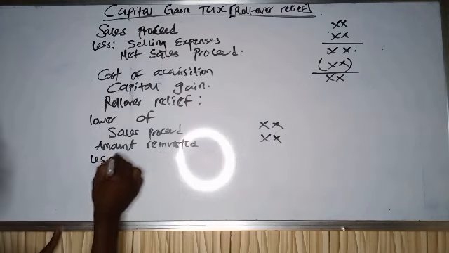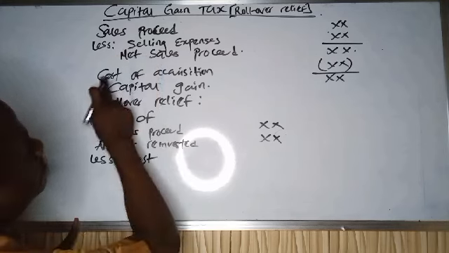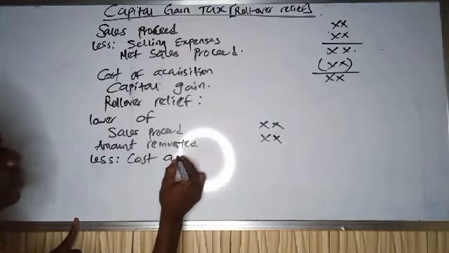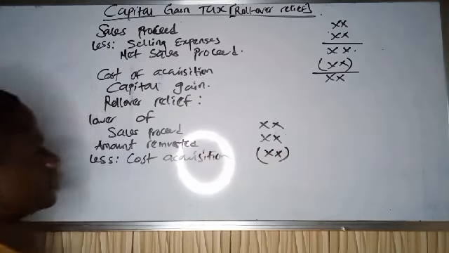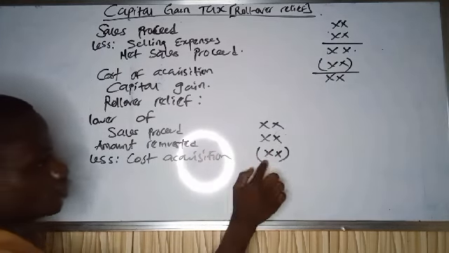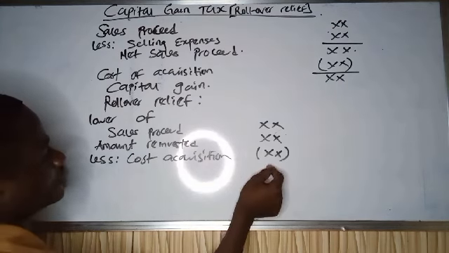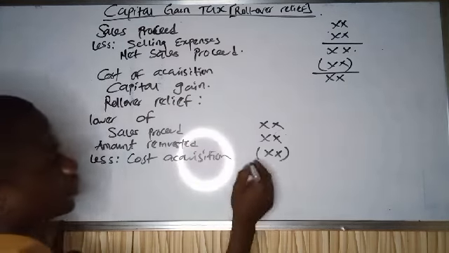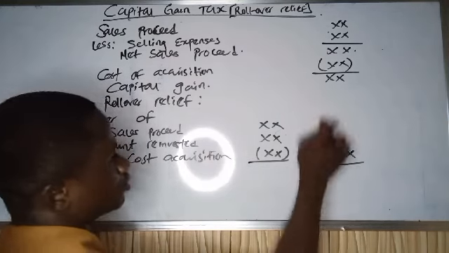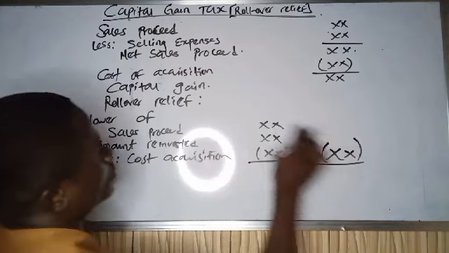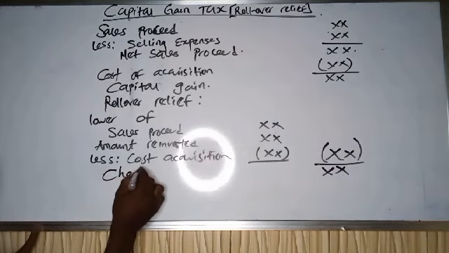you less your cost of acquisition. This cost of acquisition here, you less it again from whichever is lower. If it is sales proceed that is lower, you subtract your cost of acquisition from your sales proceed, and if it is amount reinvested that is lower, you less your cost of acquisition from your amount reinvested. So when you less it, you have the balance here. Then you subtract this from your capital gain, so you get chargeable gain.